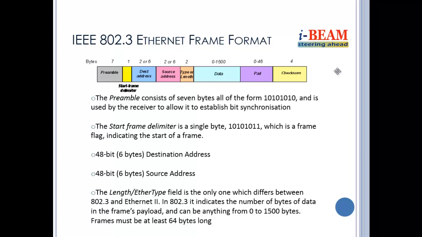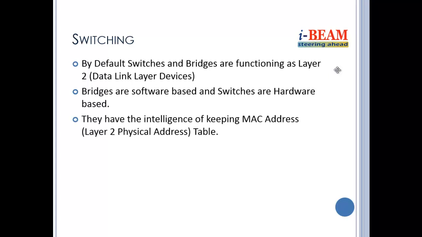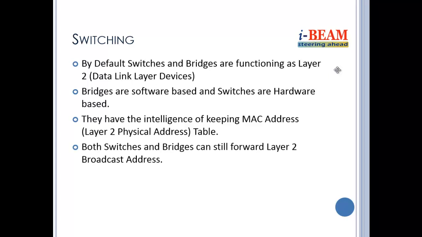Switching. By default, switches and bridges function as layer 2 data link layer devices. Bridges are software based and switches are hardware based. They have the intelligence of keeping a MAC address table, a layer 2 physical address table. Both can still forward the layer 2 broadcast. When they start to learn MAC addresses, and don't have the MAC address in the table, they need to broadcast to learn the MAC addresses.